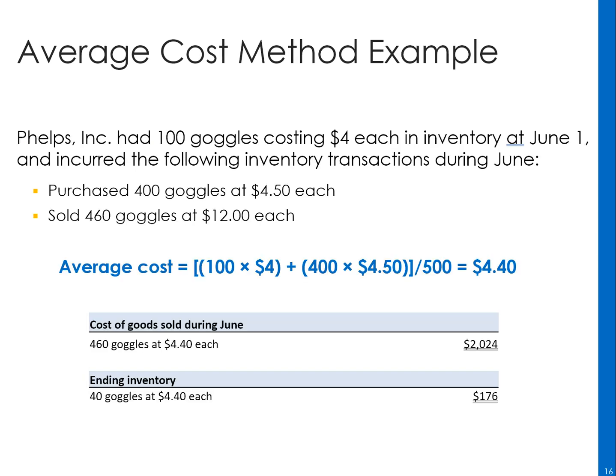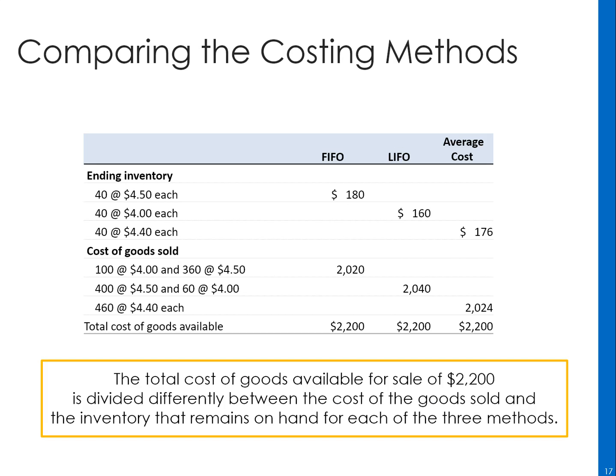The average method is something in between. When we determine the cost of goods sold and inventory, we use the average cost we have. Remember, we have 100 plus 400, so 500 units in total, and we calculate the per unit cost for our inventories, $4.40. That's how we determine the cost of goods sold and inventory under all three methods.